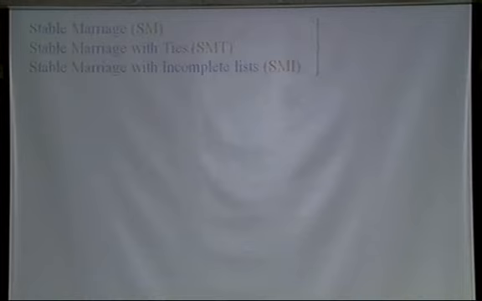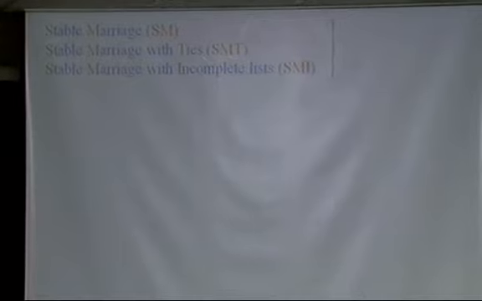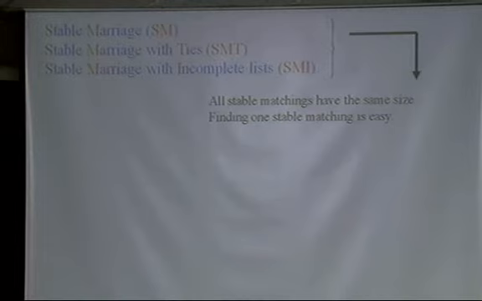So far, we considered the original stable marriage problem, stable marriage with ties and with incomplete lists. We have already seen that all stable matchings have the same size. For the first two, stable matchings are always perfect matchings.